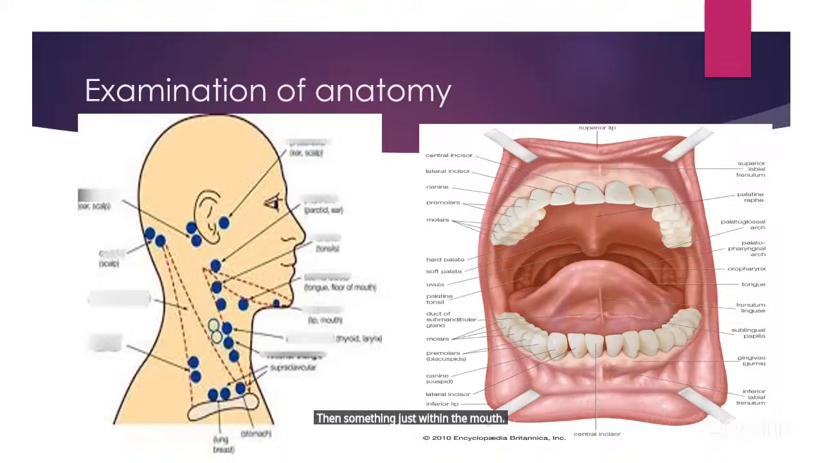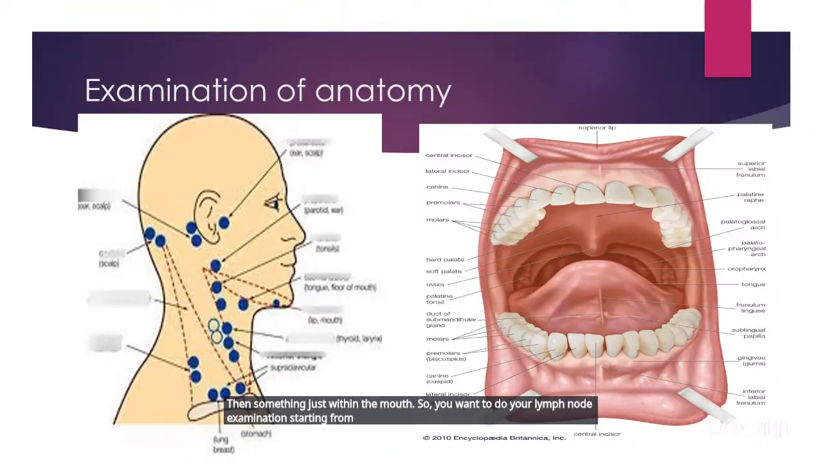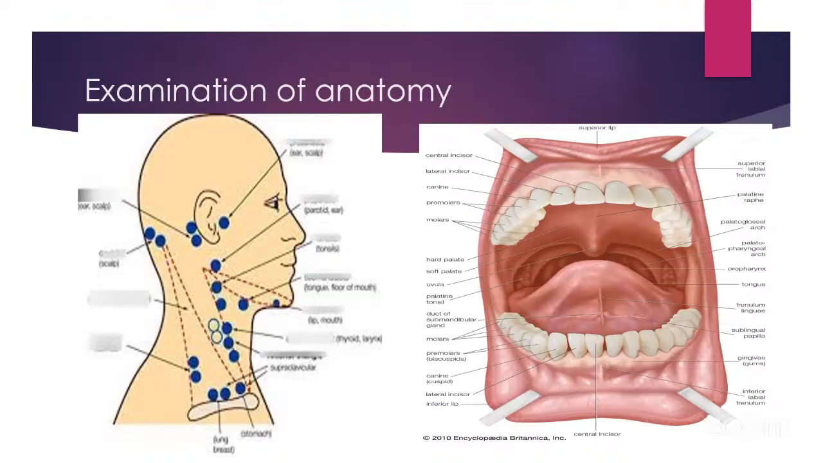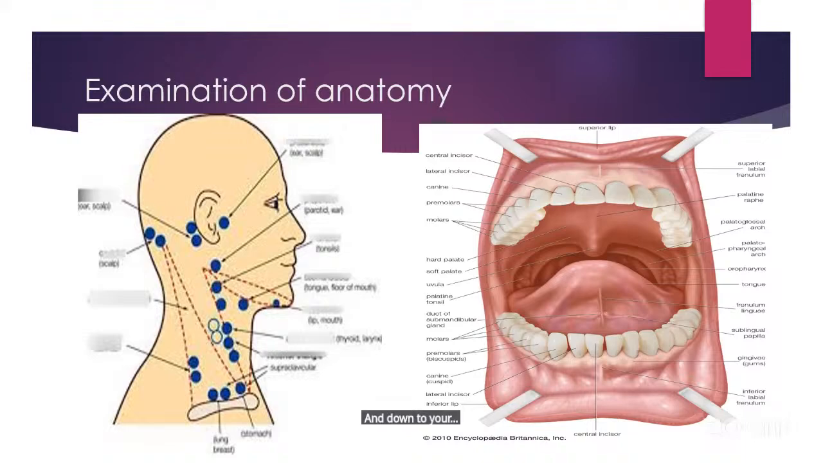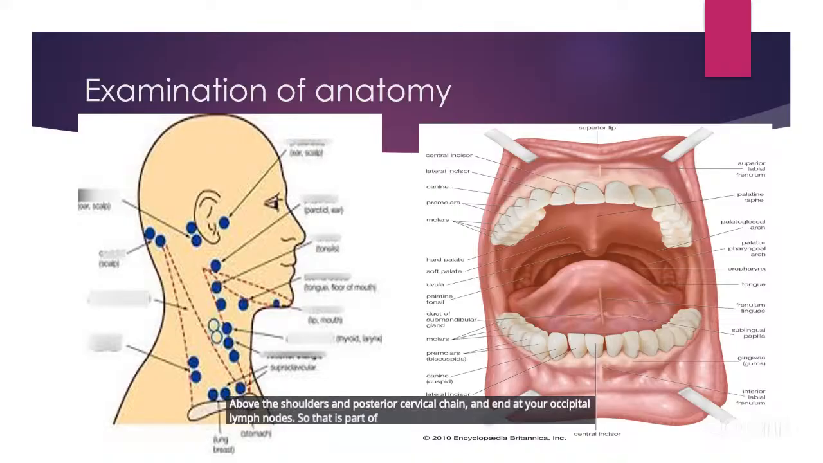So you want to do your lymph node examination, starting from your submental nodes and moving back up the neck to your preauricular, postauricular, and down to your anterior cervical chain, above the shoulders and posterior cervical chain, and end at your occipital lymph nodes. So that is part of your examination that you want to do.